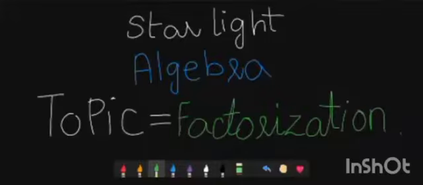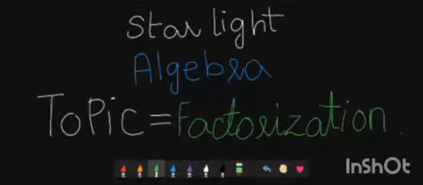In this video of algebra, we are going to do the topic of factorization. Before we get into the topic, let's go through a quick definition of factorization. In mathematics, factorization is a process of breaking down a number, a polynomial, or other mathematical objects into a product of other objects, that is called factors, which when multiplied together give the original object. So yes, this is the definition of factorization.